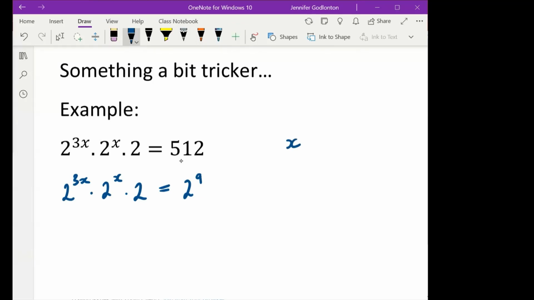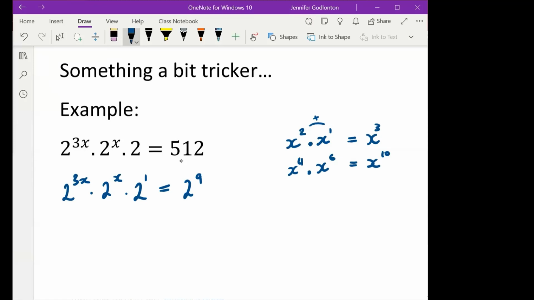Now I want you to think carefully. If I gave you a question where I had x squared times x, I know that I'm going to add those exponents. So that's going to become x cubed. If I had x to the power of 4 times x to the power of 6, that's going to become x to the power of 10. And so we're kind of going to do that exact same thing over here.